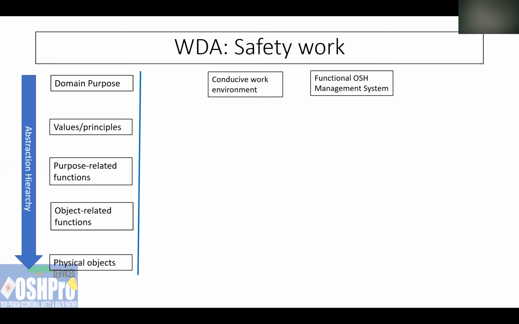You want to achieve a conducive work environment at that specific workplace, you as a safety officer, and you want to have a functional occupational safety and health management system. So two functions. You can have many more than these. You will decide as a safety officer, based on what is happening at the workplace, what you want to improve the safety on. I've taken these two as an example, just to illustrate.